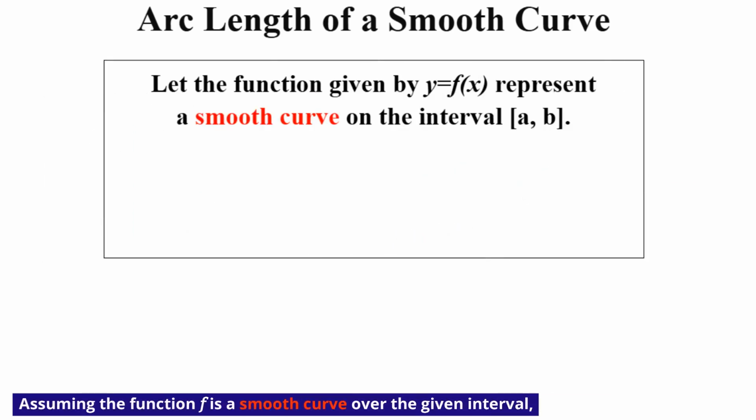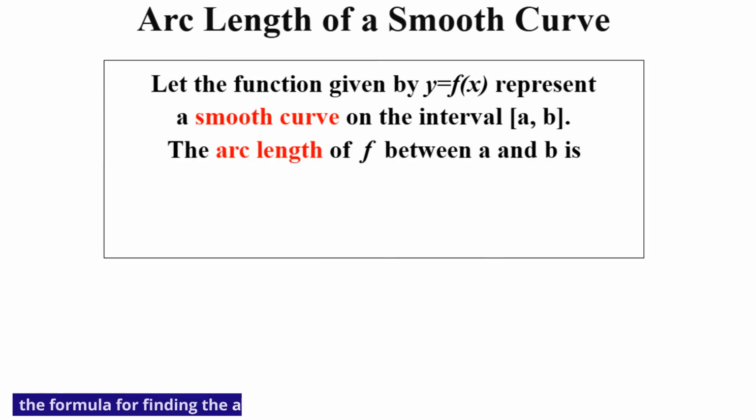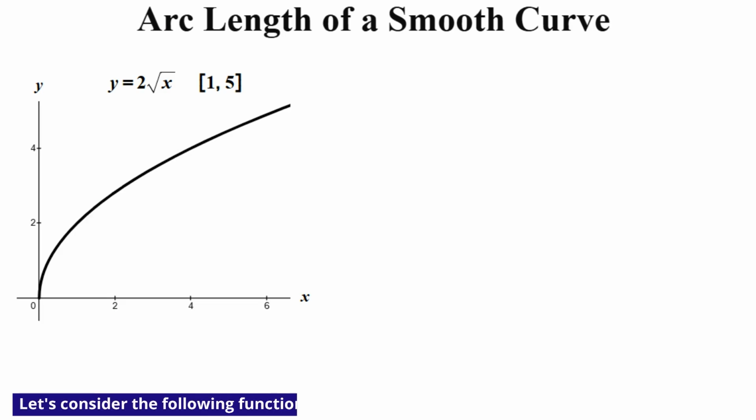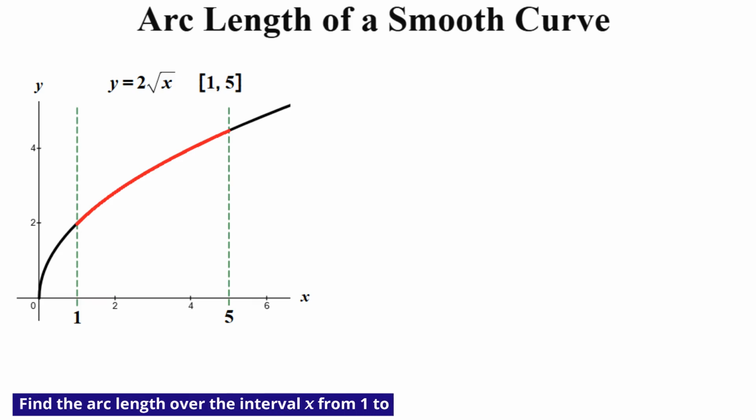Assuming the function f is a smooth curve over the given interval, the formula for finding the arc length over the interval is defined as follows. Let's consider the following function. Find the arc length over the interval x from 1 to 5.